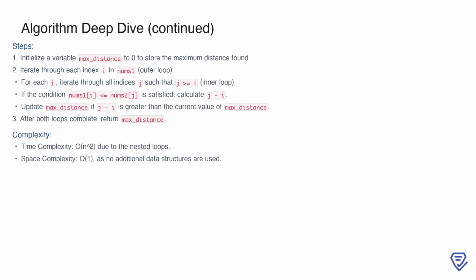To implement the brute force solution, we start by initializing a variable, max_distance, to 0. This will store the largest valid distance we encounter. Then, we use two nested loops. The outer loop iterates through each index i in nums1, and the inner loop iterates through all indices j such that j is greater than or equal to i. For every pair i, j, we check if the condition nums1[i] <= nums2[j] holds. If it does, we calculate the distance j - i and update max_distance if the new distance is larger. Once both loops complete, we return the value of max_distance.